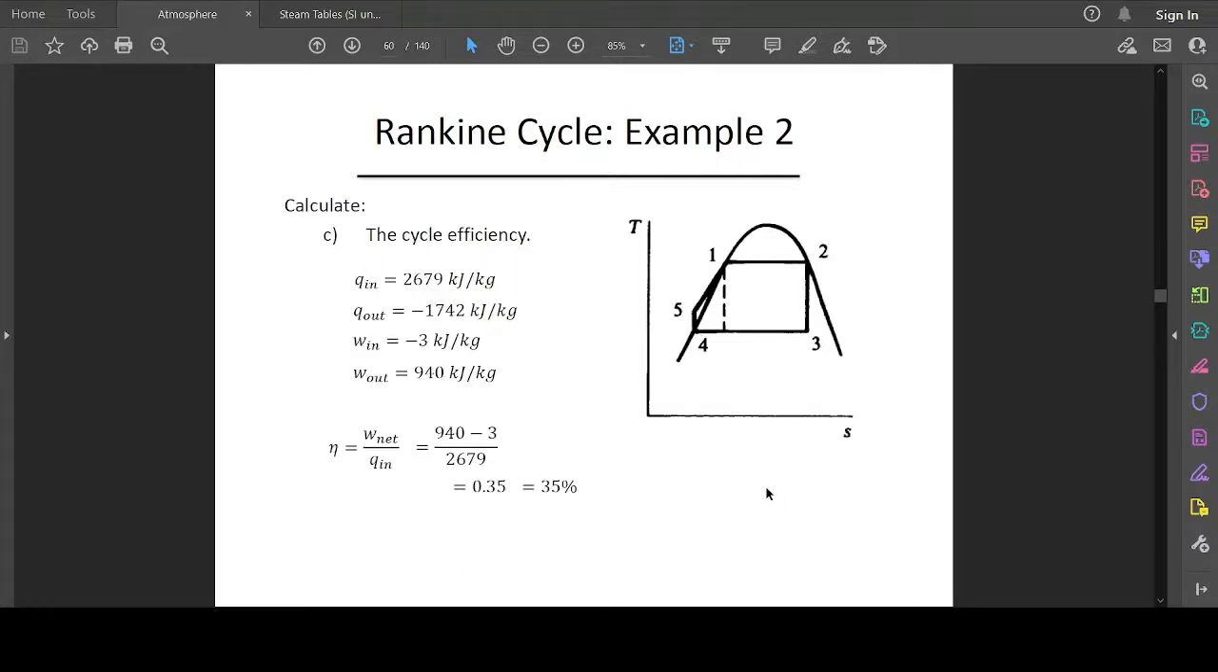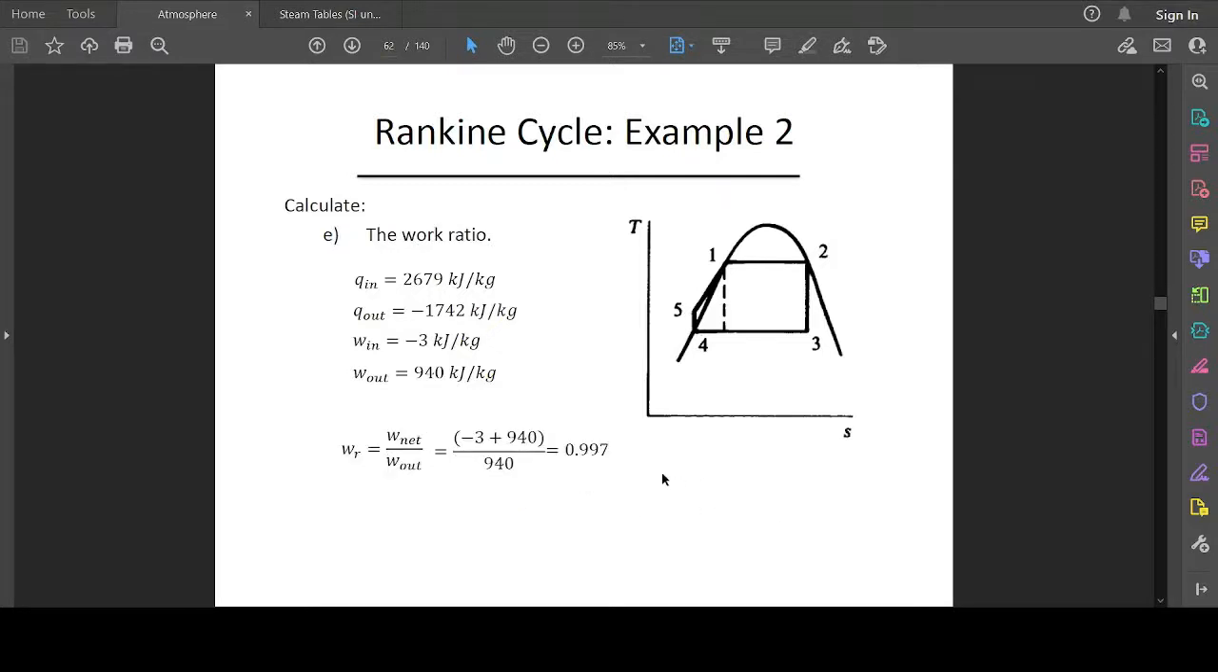So calculating the cycle efficiency, we know the net work done in the system, and we divide that by the total heat added to the system, and it gives us a 35% cycle efficiency. For the rate of steam consumption, we use the formula, taking into account the absolute value that should be in the bottom, so any negative sign cancels out, and we arrive at close to 4 kilograms per kilowatt hour.